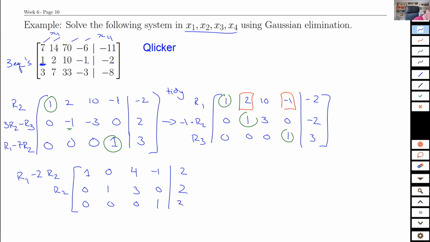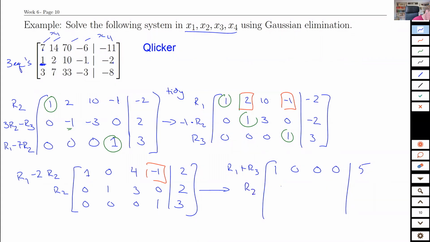I still have to take one more step to get rid of this negative 1 here. So that'll be row 1 plus row 3 now. A bit of space. There we go. And if I do that, we're almost there. So here, look at this diagram over here now. 1, 0. 0 plus 0 is 0. 4 plus 0 is 0. Minus 1 plus 1 is 0. 2 plus 3 is 5.